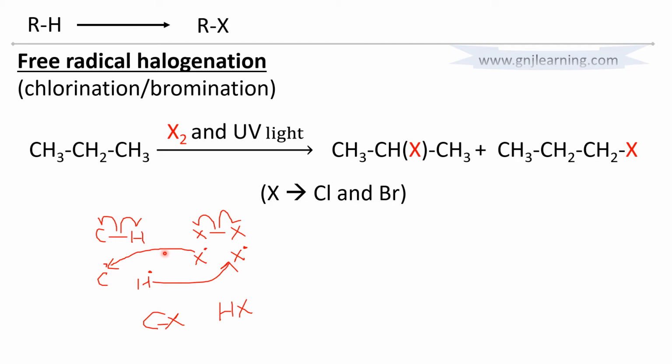Okay, so what happens? One X2 will go to the secondary carbon and he will do the same. So one X is substituted here, and one HX will be formed, which is not written here, but actually one HX will be formed. The next X2 will go and influence the primary carbon atom.